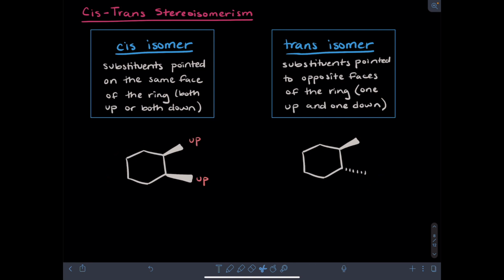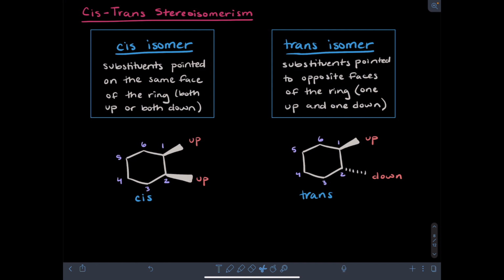You can think about wedges as pointing up. In this case, my molecule contains two wedges off of the cyclohexane. So you would say that those substituents are both pointed toward the same face of the ring. And we would call this a cis isomer. In the other case, one methyl group is pointing up above the ring, and the other one is pointed down below the ring. Because these methyl groups point toward opposite faces, we would call this a trans isomer.